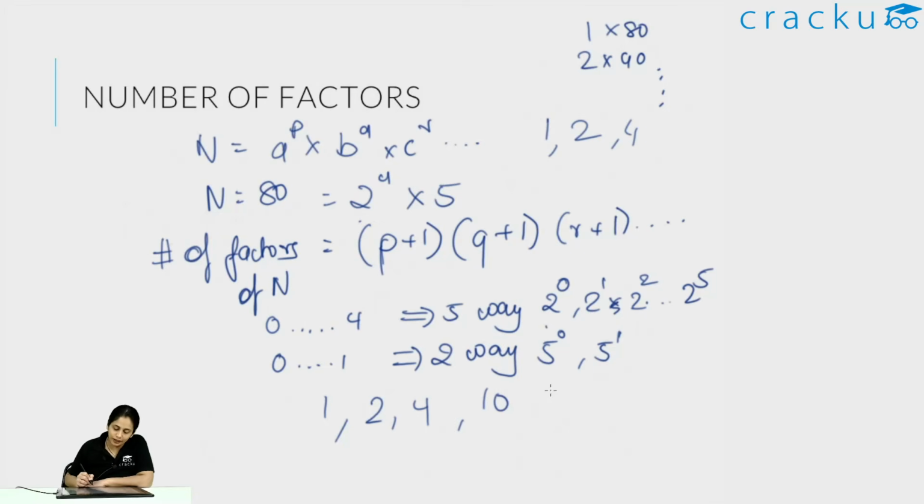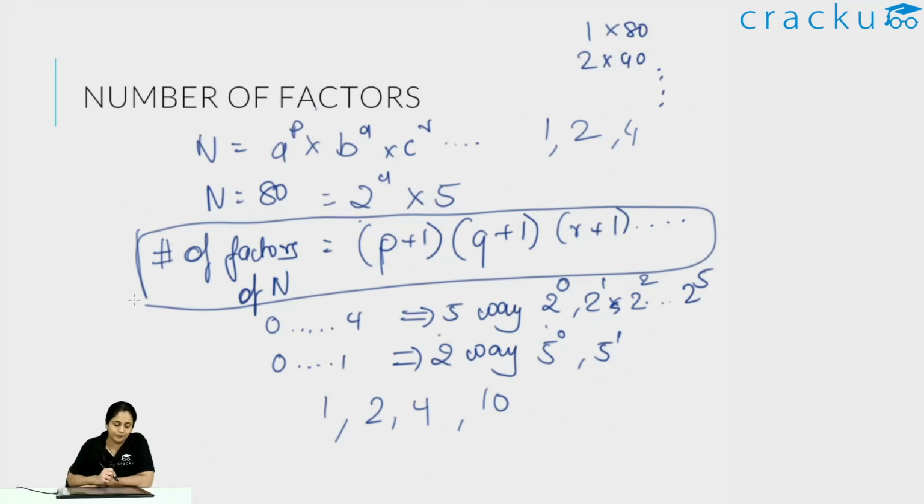5. So in general, when you have a raised to p into b raised to q into c raised to r, the number of ways of selecting the powers of n would be p plus 1. This plus 1 comes because the number of ways of selecting is from 0 to p. So 0 to p is a total of p plus 1 ways. So p plus 1 ways for selecting the power of a, q plus 1 ways of selecting the power of b, r plus 1 ways of selecting the power of c and so on. So the total number of factors that you get is this.